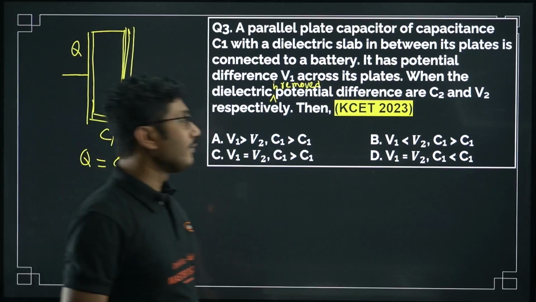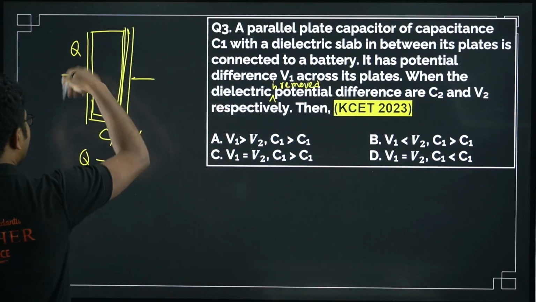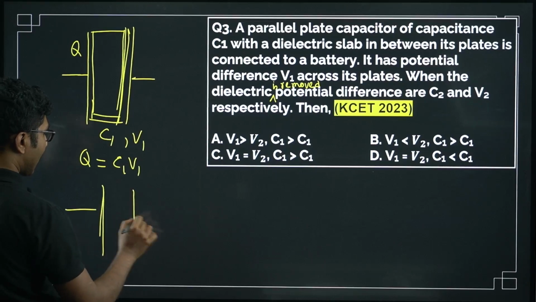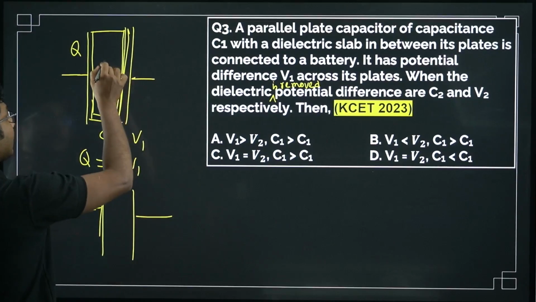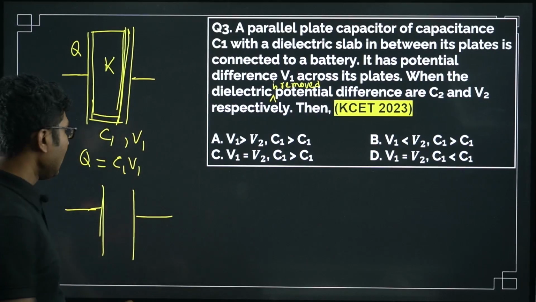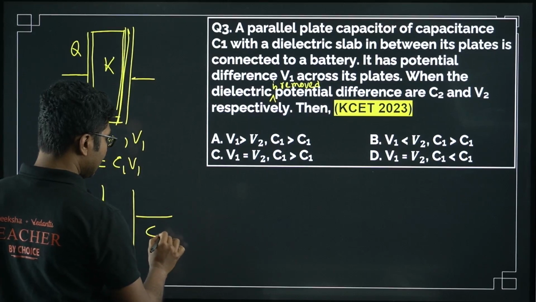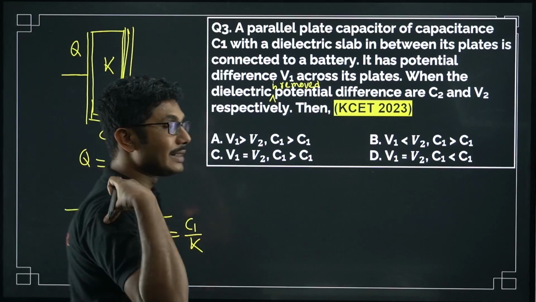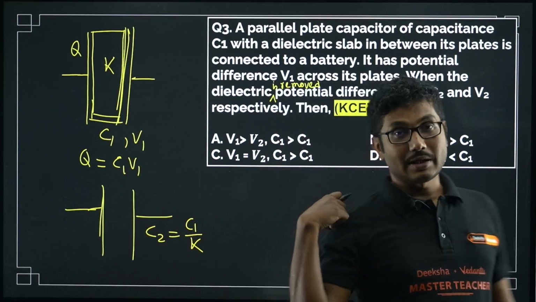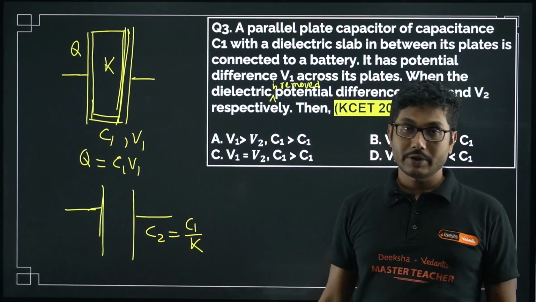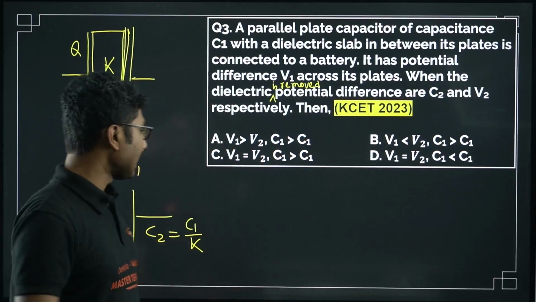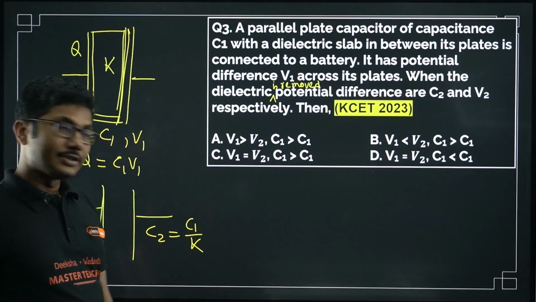Now if you remove the dielectric slab, what happens to its capacitance? Suppose the dielectric constant was K. Then the capacitance C2 will be C1 by K. It will reduce by the factor of the dielectric constant. So C2 will definitely be less than C1, and it is exactly 1 by K times C1.